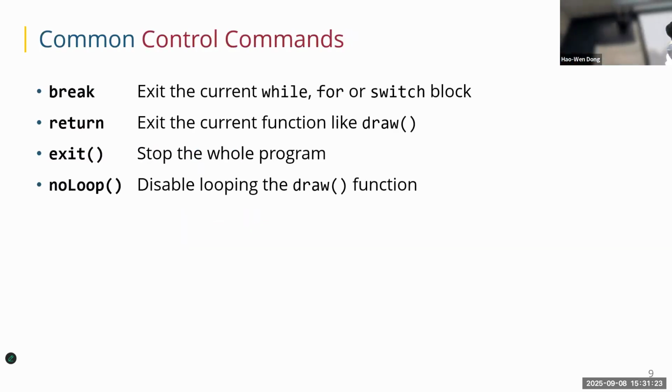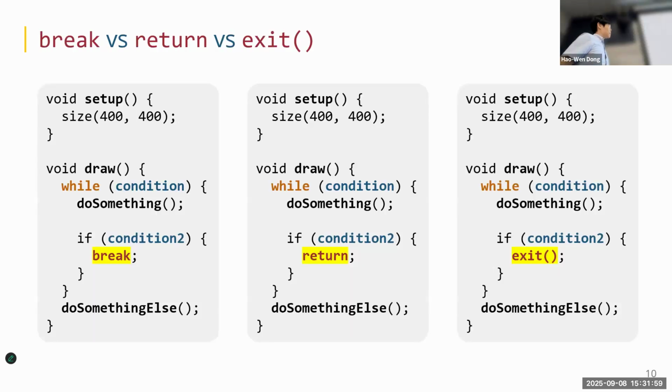Return exits the current function. So sometimes if you write a while loop and you have a return in it, you can jump outside of the whole function, not even just beyond the block. Exit will stop the whole program. Whenever you code exit with the two parentheses, the whole program will shut down, turning off the whole sketch. And noLoop will disable the loop in the draw function, so most of the time it will just freeze the program. These are some of the ways you could use these, and they all have slightly different behavior.